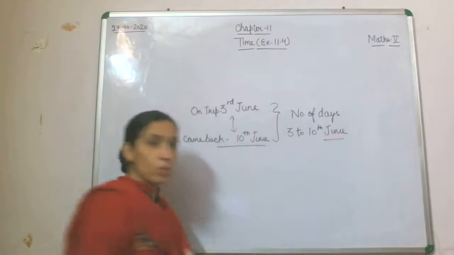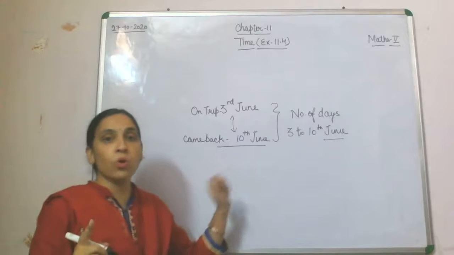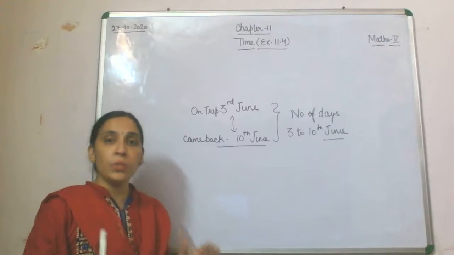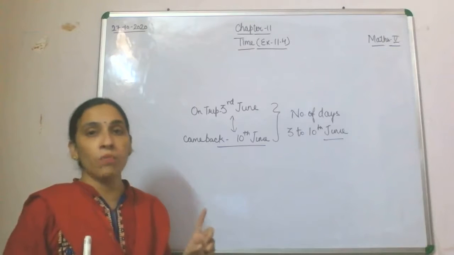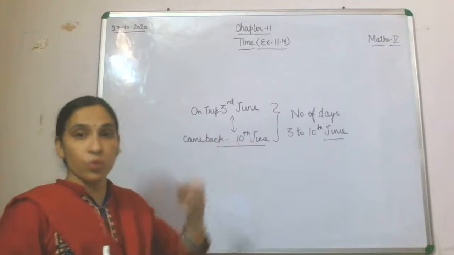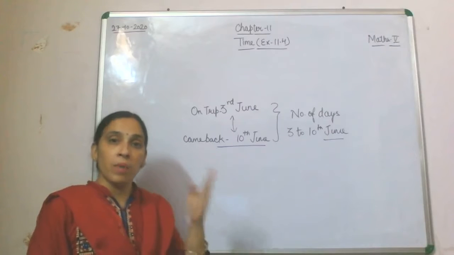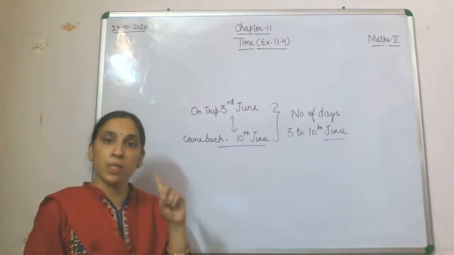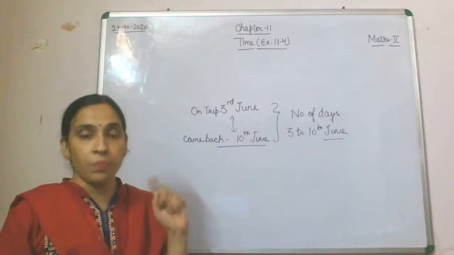Do you understand the difference between what we have done previously and what I am talking about right now? Right now you are going to find the duration of time in number of days. See here, 3rd June and then 10th of June. Like you went on the trip on 3rd June, it means 3rd June will also be included in that trip.